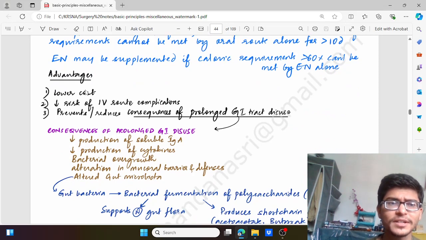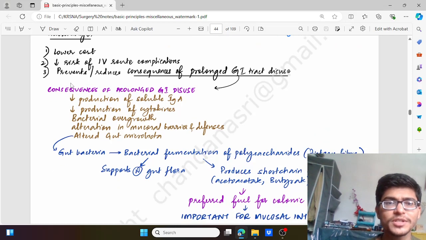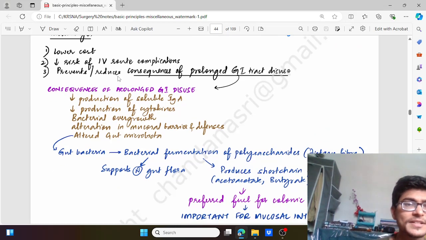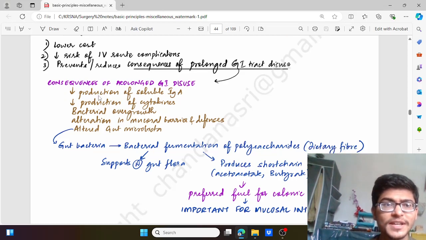सो व्हाट आर द एडवांटेज? द एडवांटेज इज लोअर कॉस्ट, सस्ता रहेगा, डिक्रीज रिस्क ऑफ आईवी रूट कॉम्प्लिकेशन, थ्रोम्बोफ्लेबाइटिस, and it prevents and reduces consequences of prolonged GI tract disuse. मतलब यूज नहीं करें GI tract को तो उसके वजह से क्या क्या इशू हो सकता है. तो prolonged GI disuse का consequences क्या क्या है?